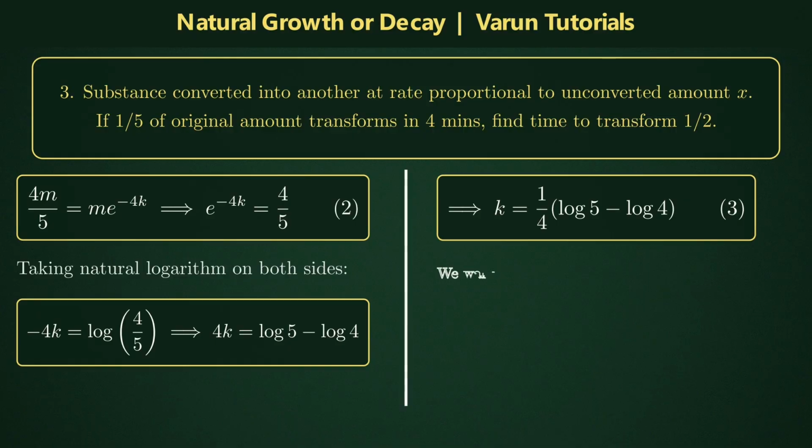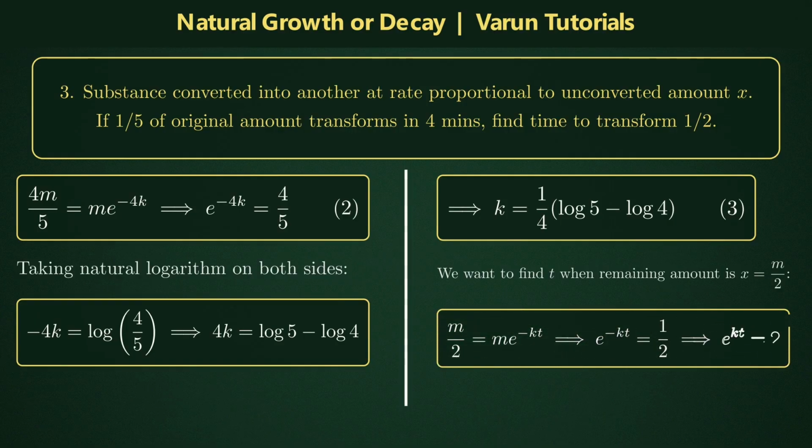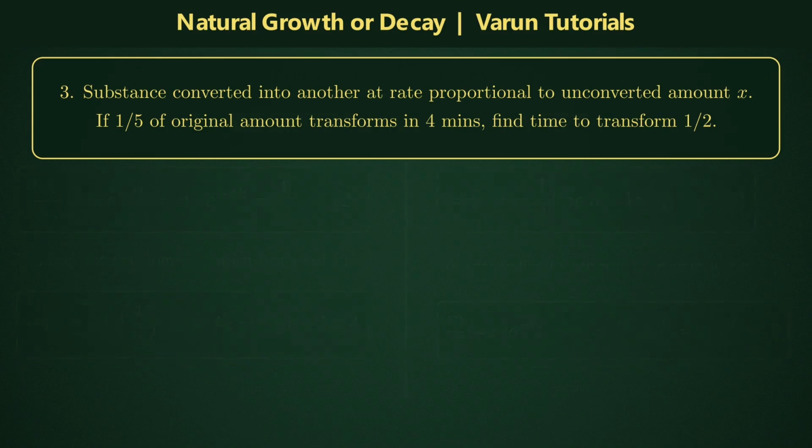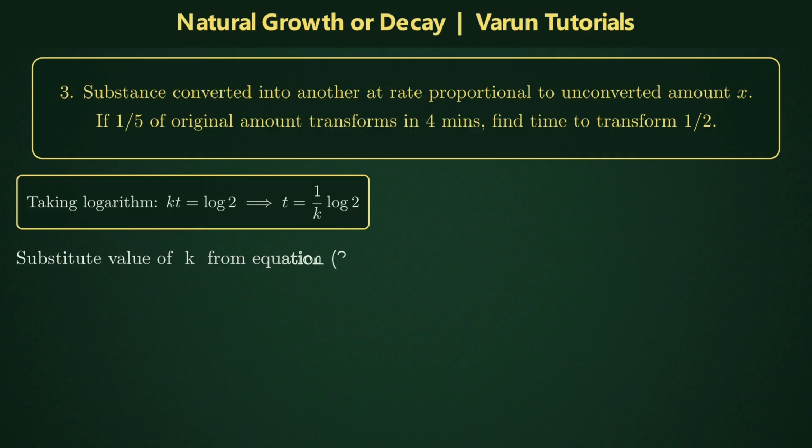Now, we want to find the time t when 1/2 of the substance is transformed, meaning the remaining amount x is m over 2. Substituting x equals m over 2 into equation 1 gives m over 2 equals m times e to the power of minus kt. Simplifying this gives e to the power of kt equals 2. Taking the natural logarithm of both sides yields kt equals log 2, which gives t equals 1 over k times log 2. Substituting the value of k from equation 3 into this relation, we get t equals 4 times log 2 divided by the quantity log 5 minus log 4. This gives the final expression for time t.